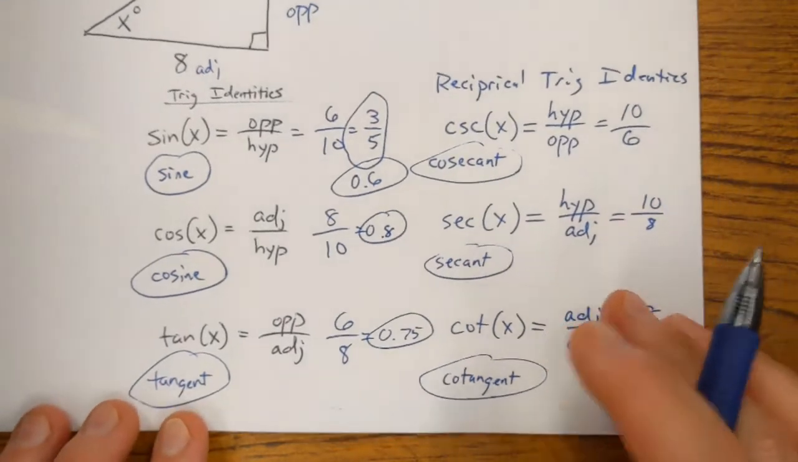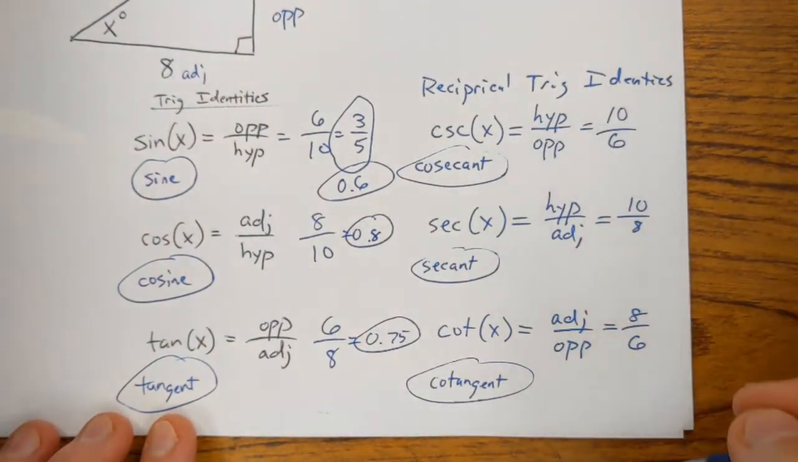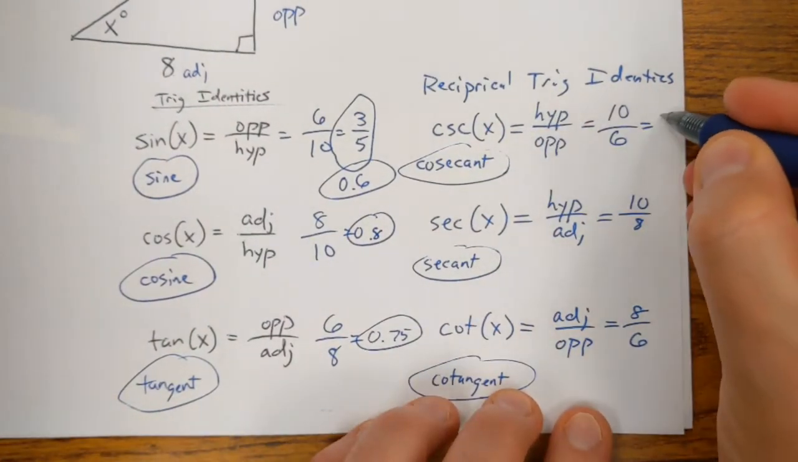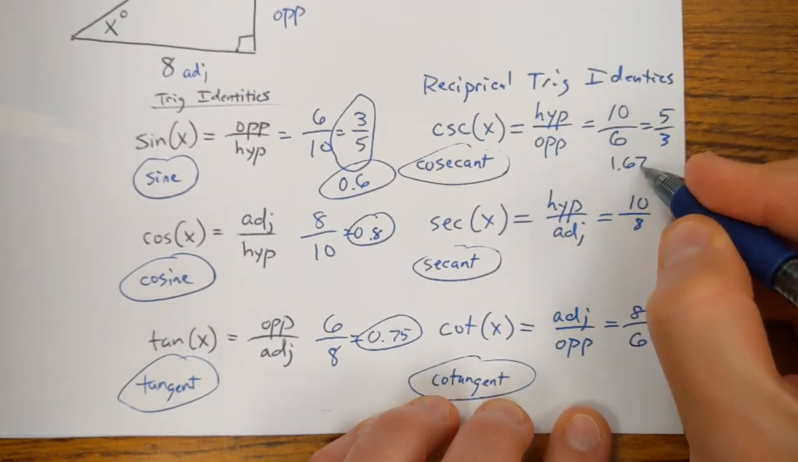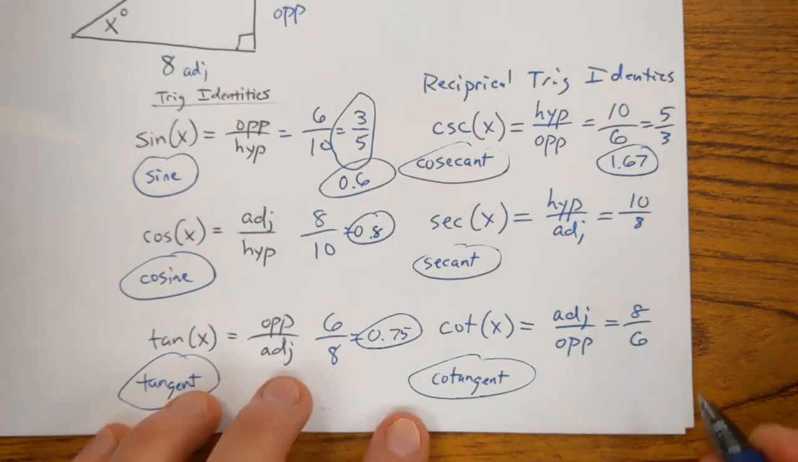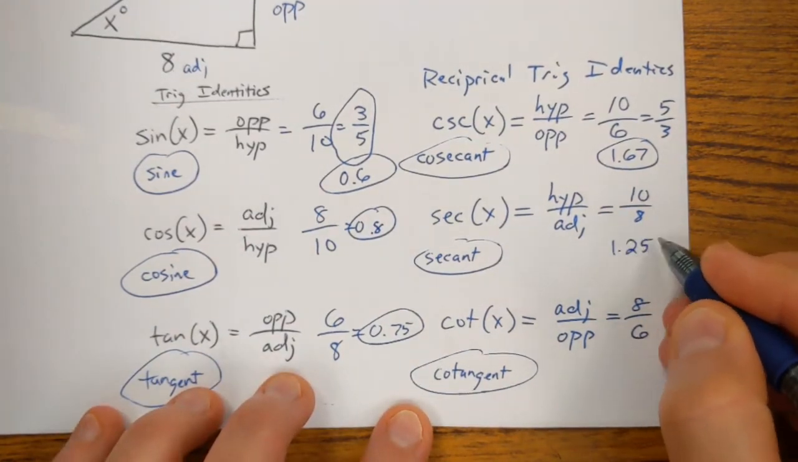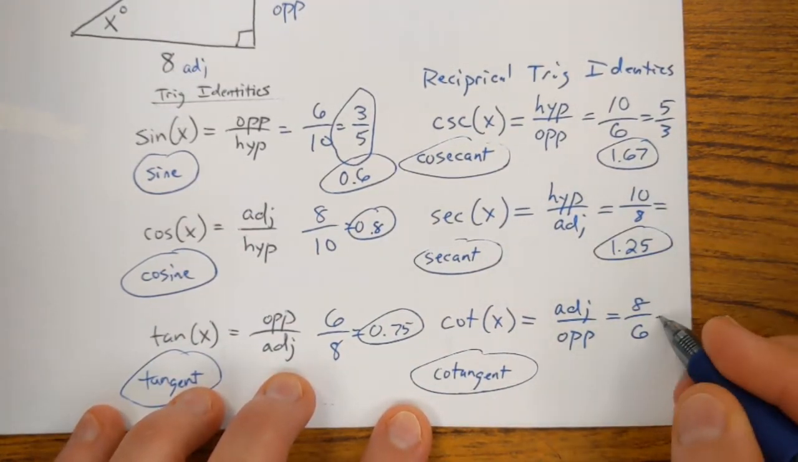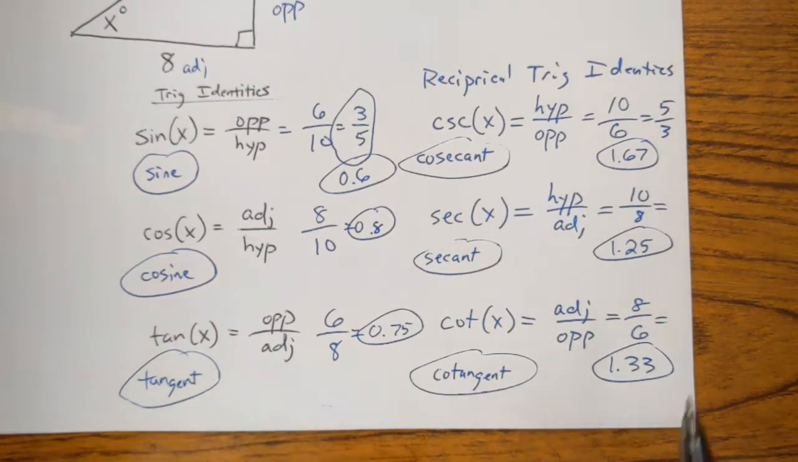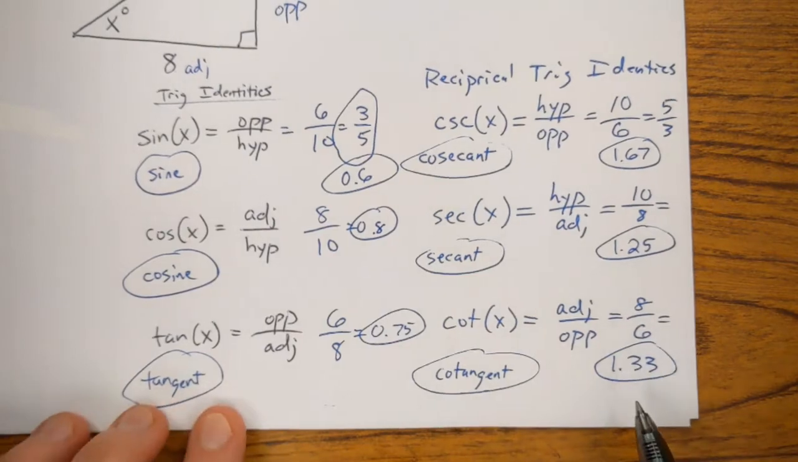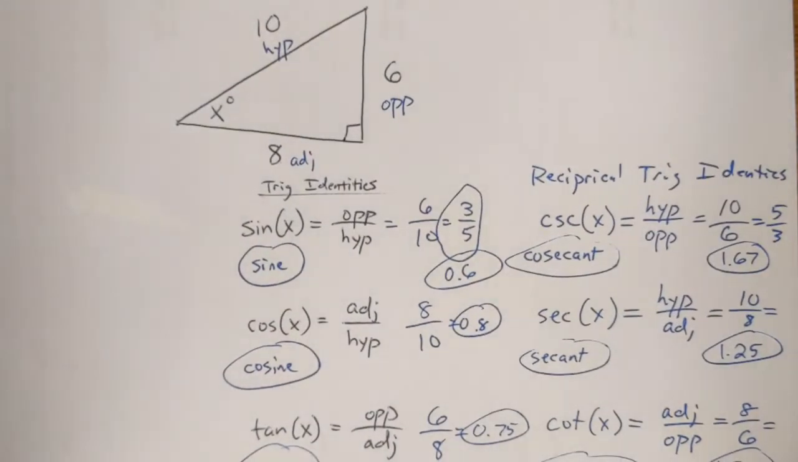0.75. Likewise with your reciprocal identities, same thing. You could simplify this as a fraction, 5/3, or in many cases it's written as a decimal. That's about 1.67. This would be 1.25. This would be 1.33 approximately. So they can be written either way, either as a fraction or as a decimal.